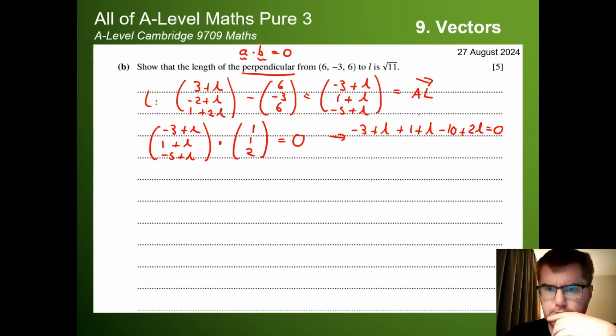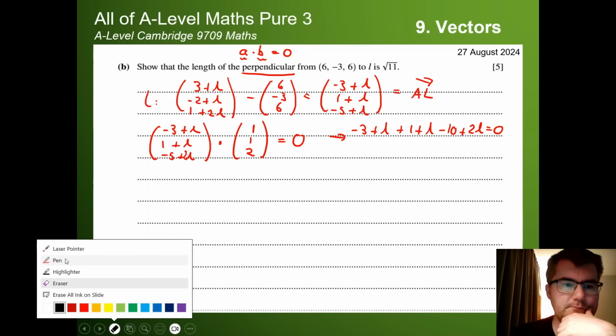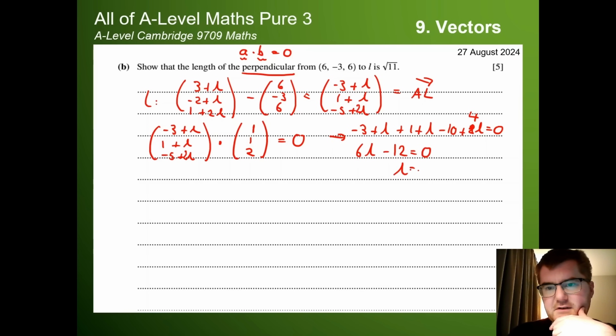Mm, 4 lambda is equal to 0, so lambda is equal to 3. 2 lambda. I thought there was something not quite right here. Okay, so there's a 2 lambda, which we forgot to carry over. It's 2 lambda. So this would now be 4 lambda. So that gives us 6 lambda minus 12 is 0. Okay, lambda is equal to 2.